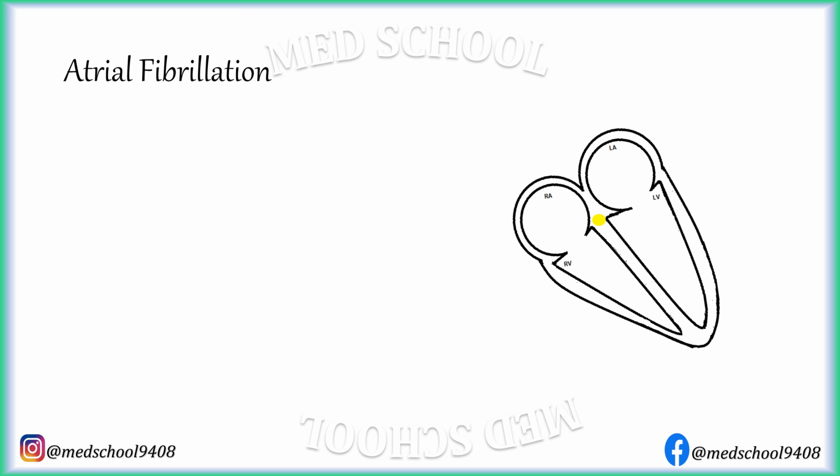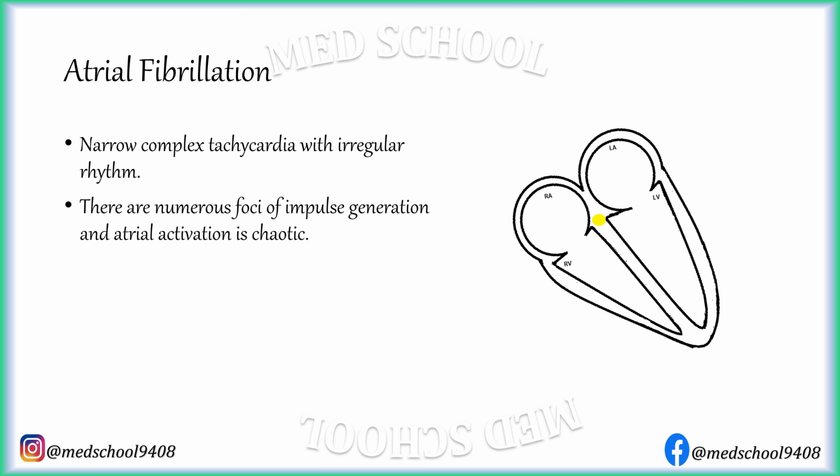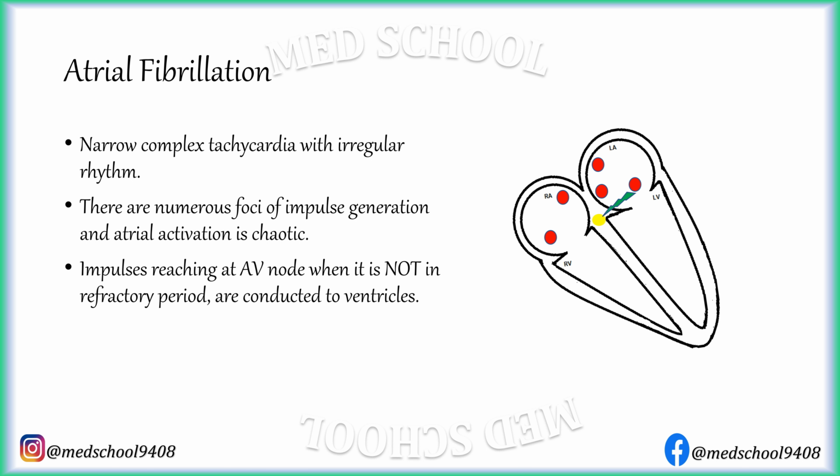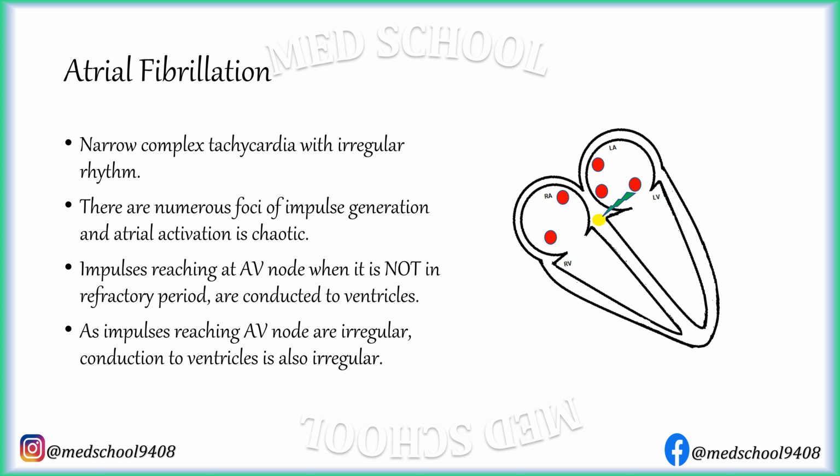Atrial fibrillation is a narrow complex tachycardia with irregular rhythm. There are numerous foci of impulse generation and atrial activation is chaotic. Impulses reaching the AV node when it is not in its refractory period are conducted to the ventricles. As impulses reaching the AV node are irregular, conduction to the ventricles is also irregular.